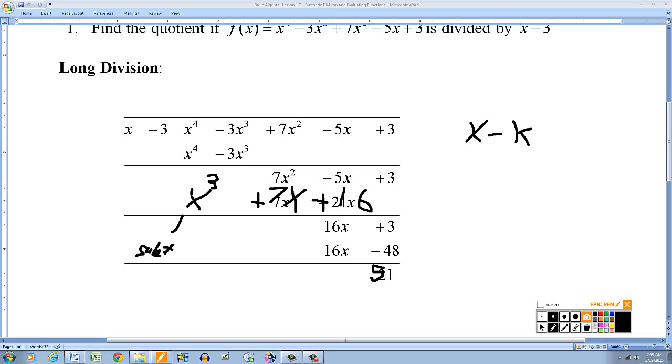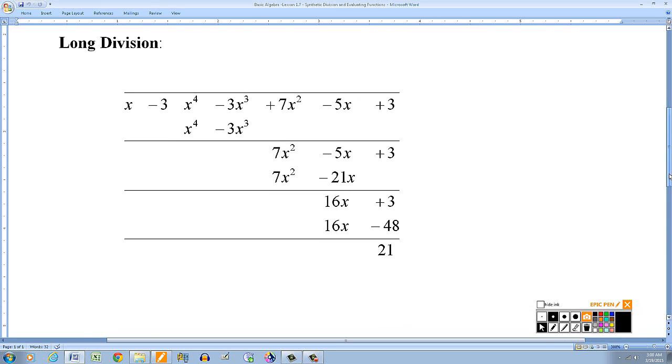So let me clear this. And let's look at the synthetic division. So here's the way it works, the synthetic division.